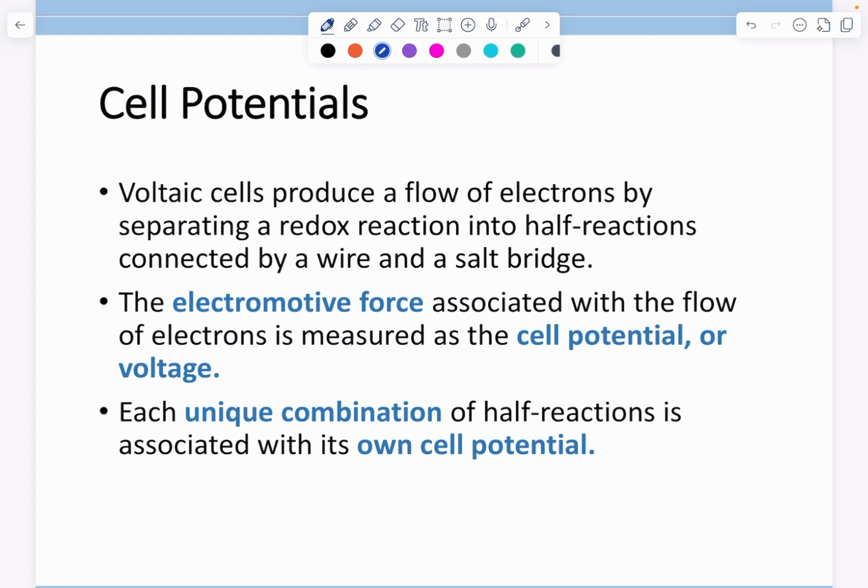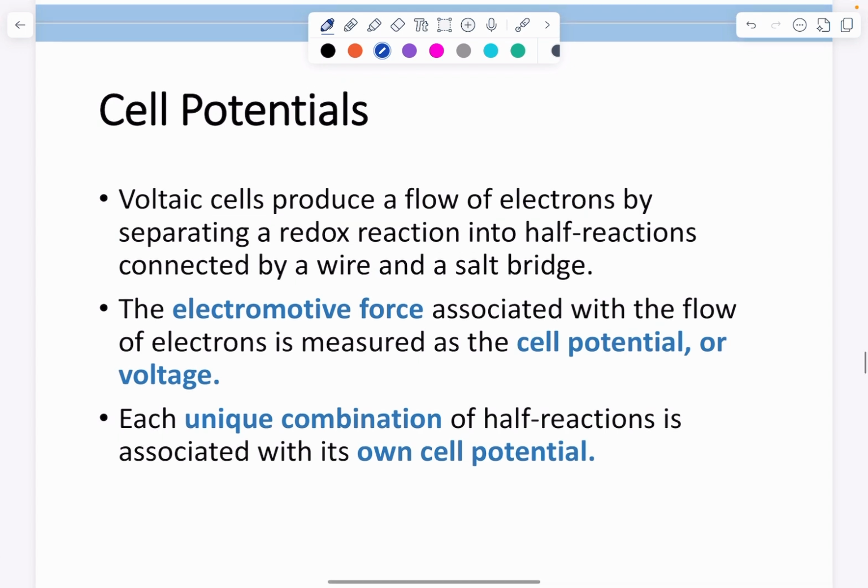Some more background foundational information here. Voltaic cells produce a flow of electrons by separating redox reaction into half reactions connected by a wire and a salt bridge. So that's what we just learned about. The electromotive force associated with the flow of electrons is measured as the cell potential or the voltage. And then each unique combination of half reactions has its own cell potential. So the cell potential, the voltage, is dependent on what half reactions are occurring, what is present in the anode, what's present in the cathode, or each of those regions of the voltaic cell.